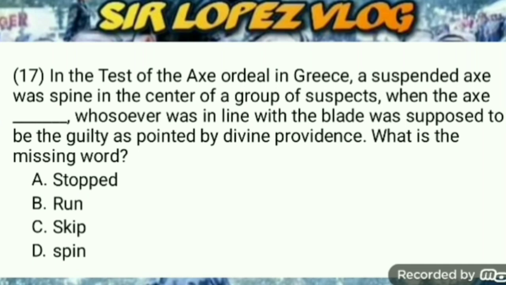17. In the test of the Exile ordeal in Greece, a suspended axe was pinned in the center of a group of suspects. When the axe blanked, whosoever was in line with the blade was supposed to be the guilty as pointed by divine providence. What is the missing word? A. Stop. B. Run. C. Escape. Or D. Spin.